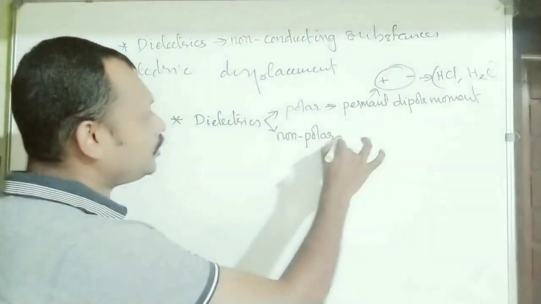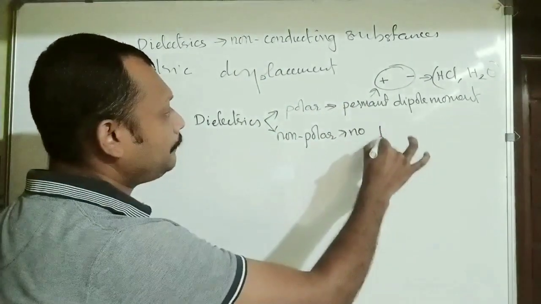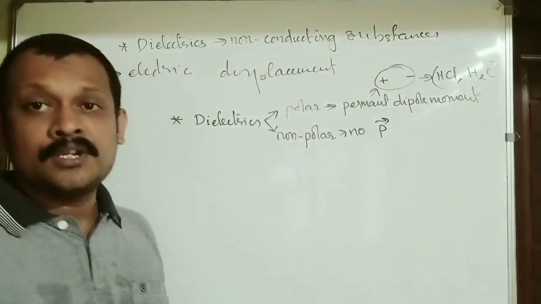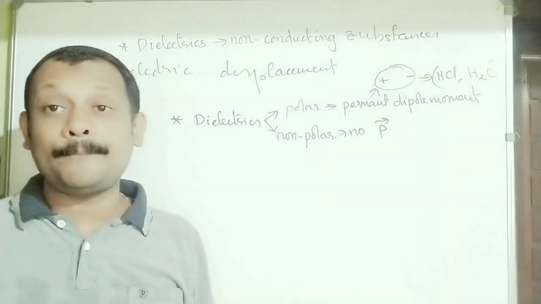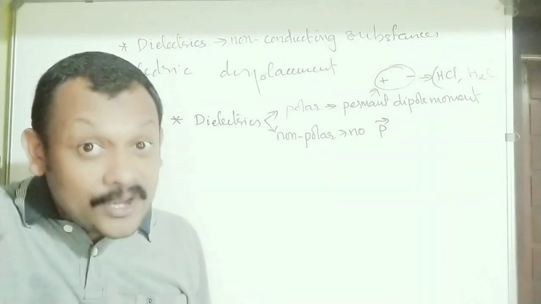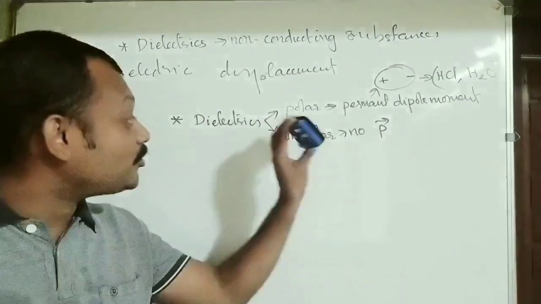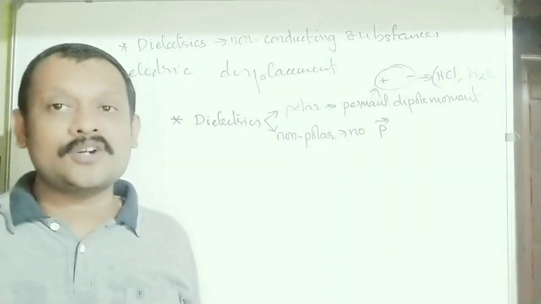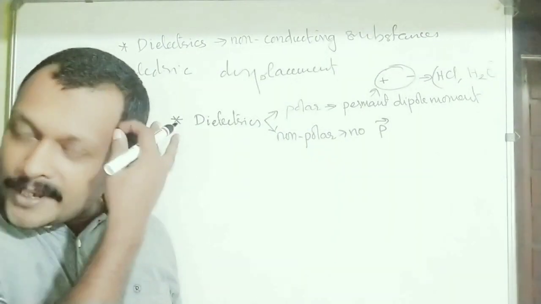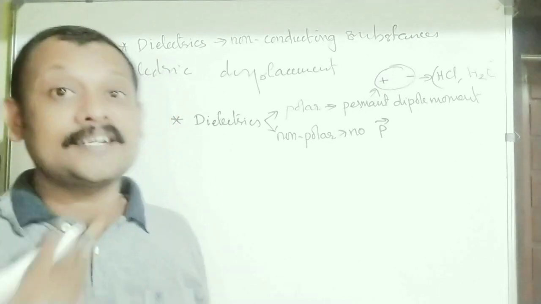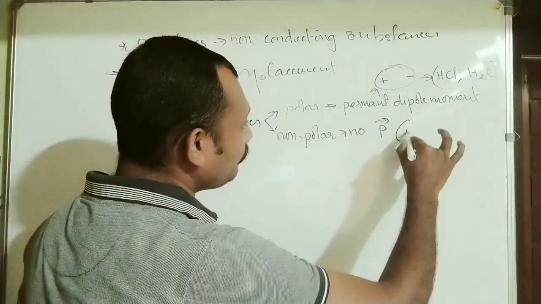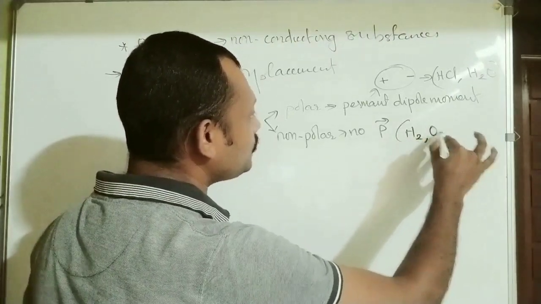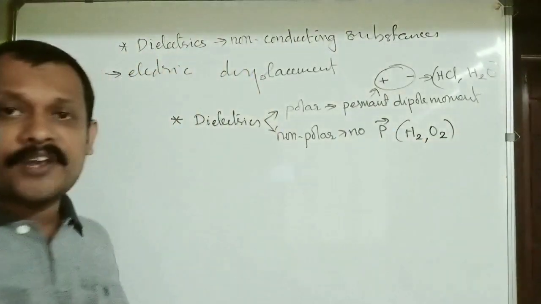Obviously I can say only one word: no permanent dipole moment. The molecules of a non-polar dielectric have no permanent dipole moment, or in simple words, no intrinsic dipole moment. Some examples of such molecules are H2O2. Then what is the orientation of a non-polar dielectric?